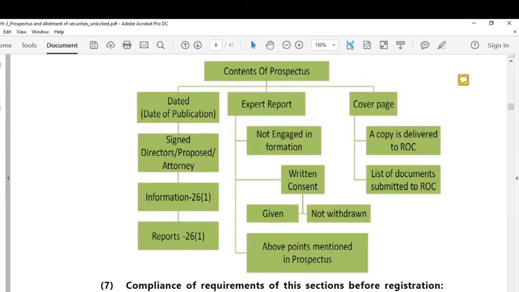And the list of documents submitted to the Registrar of Companies at the time of registering the prospectus, before it is published, should also be mentioned in the prospectus in detail. So dear students, this is a possible question for you about the contents of a prospectus. If you write this answer with this simple, legible and easily understandable flow chart, you will definitely get fantastic marks.